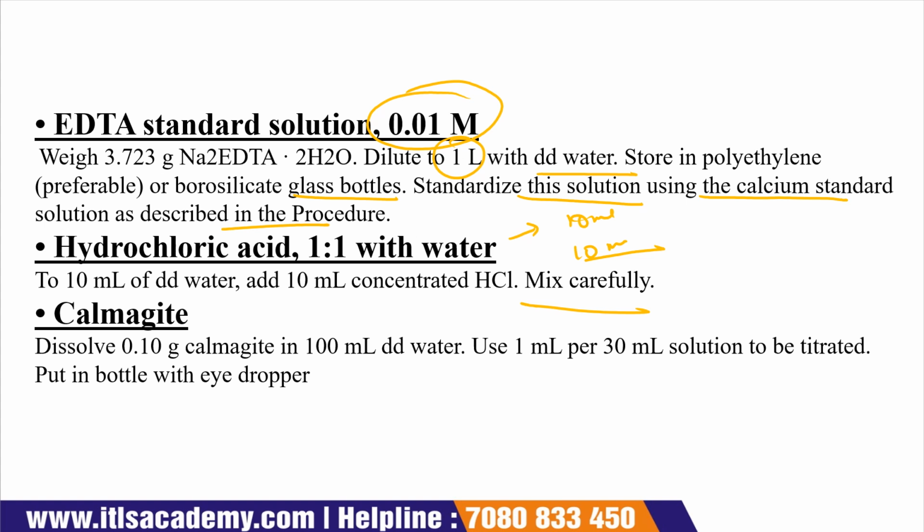Water is deionized distilled water. Now we also require calmagite. What should we do? We take 0.10 gram of calmagite and dissolve it in 100 ml of deionized distilled water. Then we take 1 ml per 100 ml of solution to be titrated. Put it in a bottle with an eyedropper.